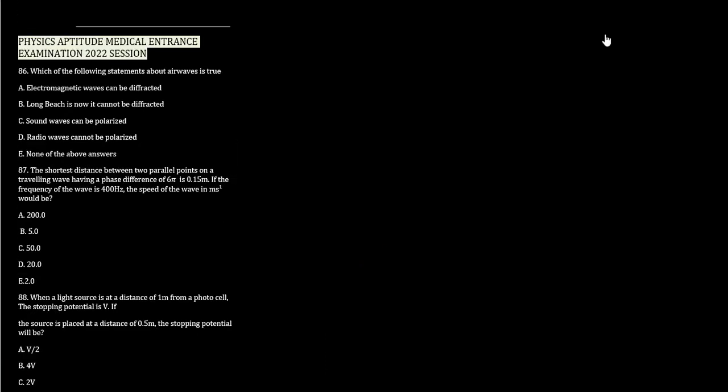Question number 86. Which of the following statements about airwaves is true? A. Electromagnetic waves can be diffracted. B. Long waves cannot be diffracted. C. Sound waves can be polarized. D. Radio waves cannot be polarized. E. None of the above. Airwaves are waves which can be used in broadcasting, and electromagnetic waves, for example radio waves, can be diffracted. So option A is the correct answer.